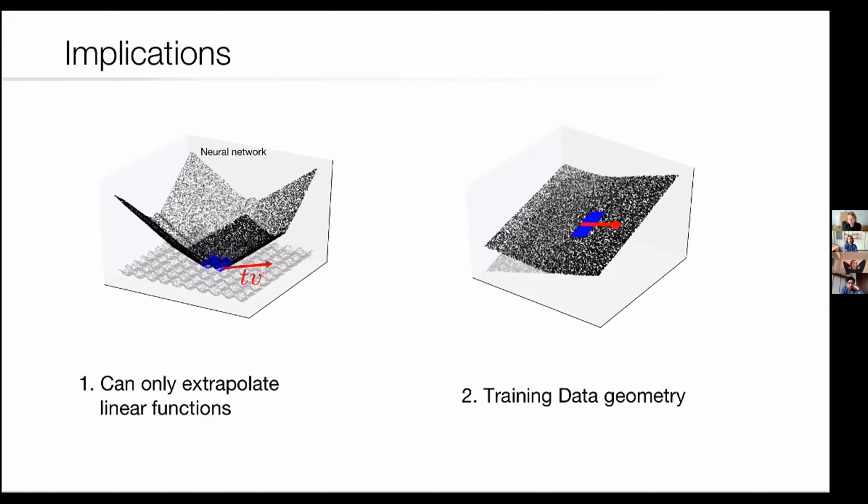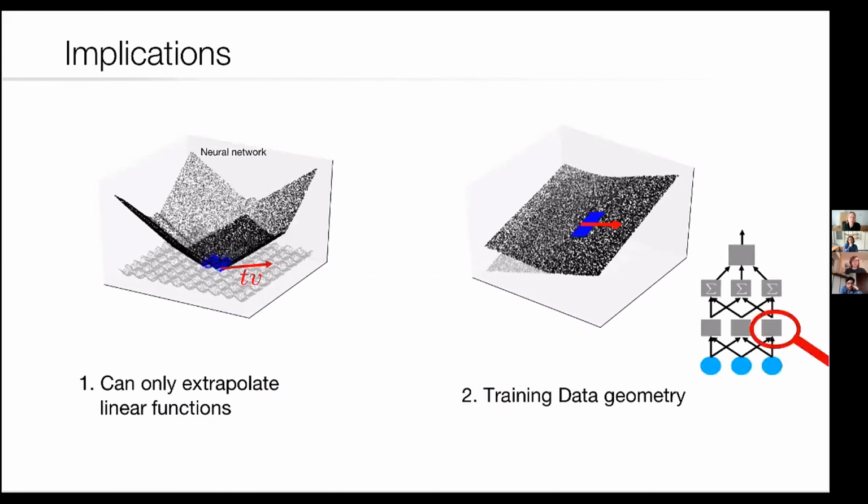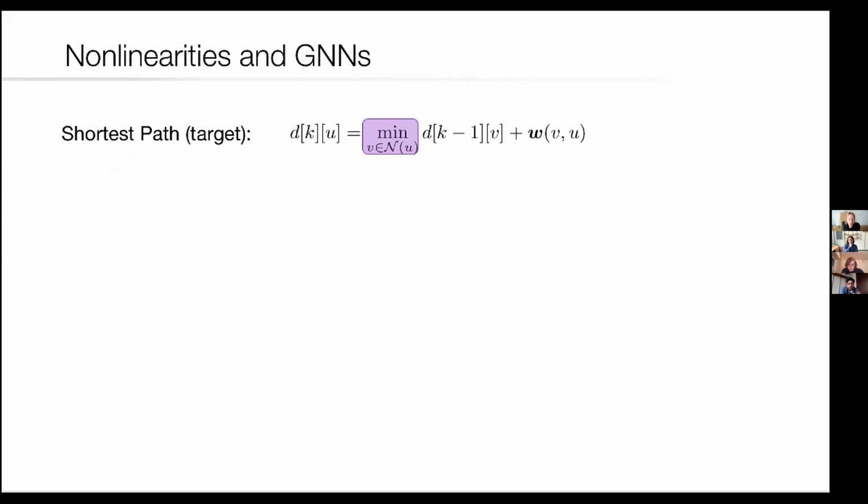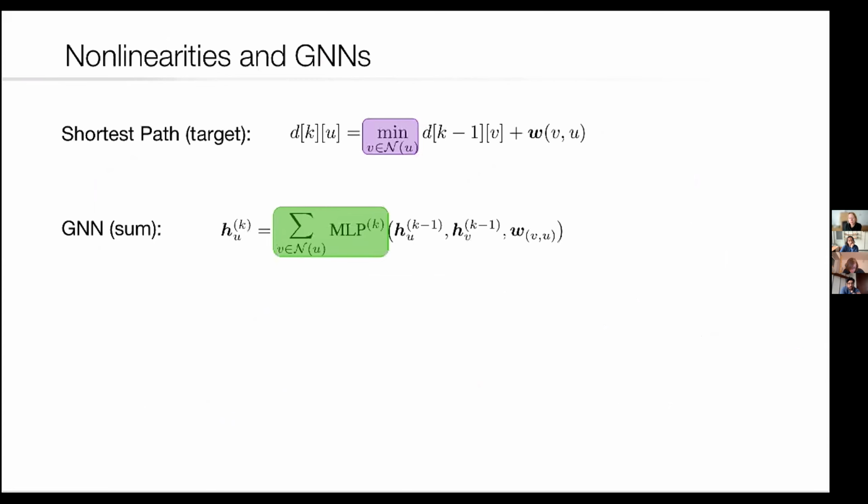So now, keeping those two things in mind, let's go back to our graph neural network and see what this would mean for it. To illustrate this, let's go back to my running example, the shortest path algorithm. This is again the piece of the algorithm that we want to implement, this min over the neighbors. Now I can implement this with my MLP in the sum by universal approximation, but to implement a minimum with a sum and a nonlinear function, I need to really learn a nonlinear function with my MLP. And this means once I go out of distribution, it's just going to be a linear function.